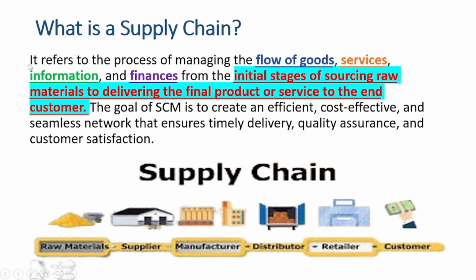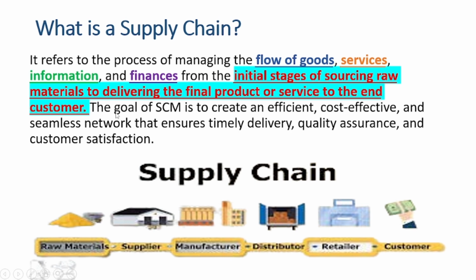What the supply chain definition tells us is that it refers to the process of managing the flow of goods, service, information and finance from the initial stage of sourcing raw material to delivering the final product or service to the end customer. I have highlighted the bullet points and the most important parts of this definition. You can see service, information, finance, and the initial stage of sourcing the raw material to delivering the final product or service to the end customer. This is known as supply chain.